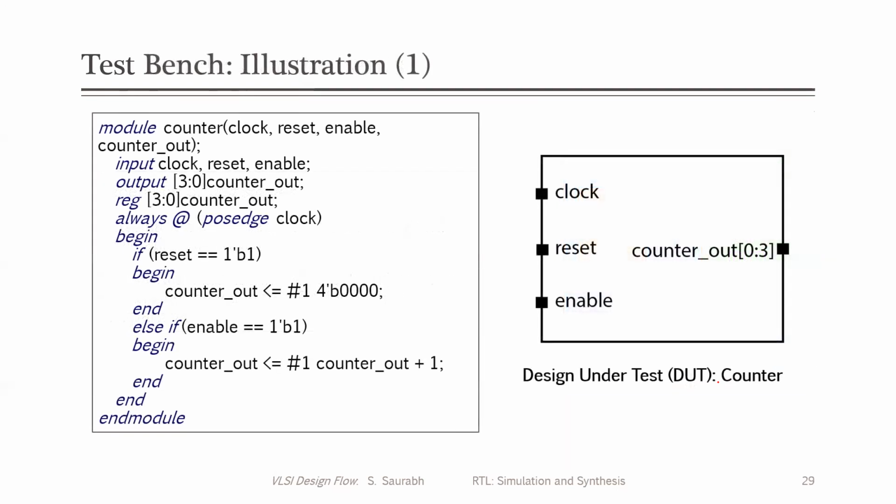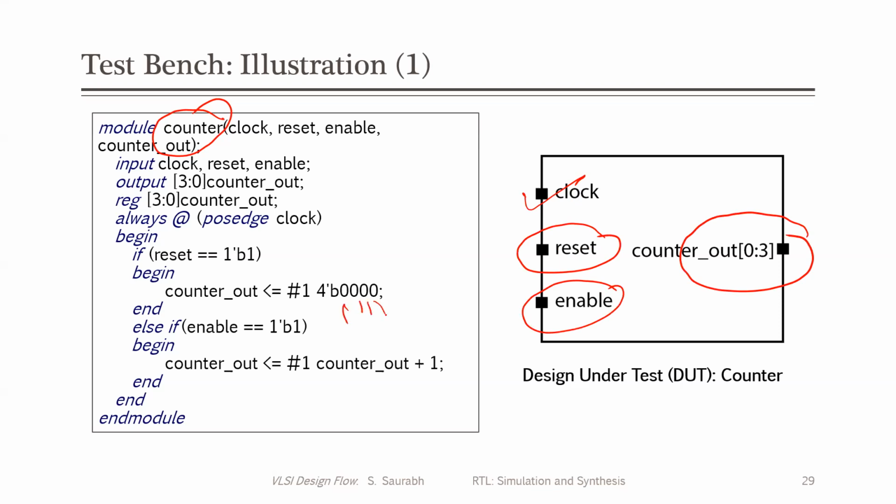Now I'm showing you how to write a test bench. Suppose we have made a design of a counter. In this counter you have a clock signal as an input, a reset signal, and an enable signal, and this is the output of the counter. It is a 4-bit output, so it counts from 0000 to 1111. That is how it will work.